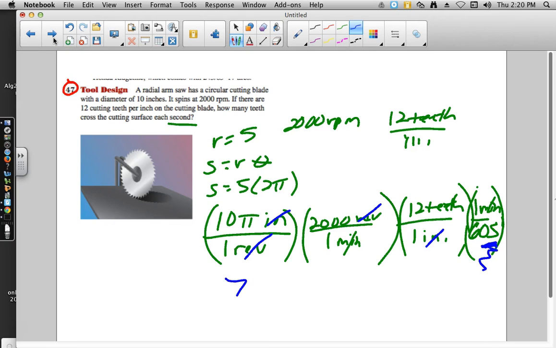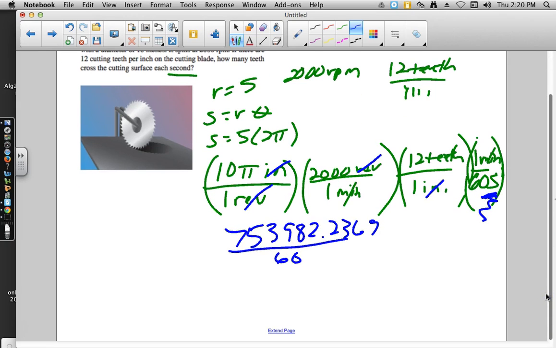So we would have, if we multiplied all this out, 753,982.2369, all divided by 60. And because we want this in just teeth, we would probably just round this to the nearest one, you know. But they have approximately 12566.371 teeth, which is kind of weird. Again, we really should say it to the nearest tooth, but teeth per second.